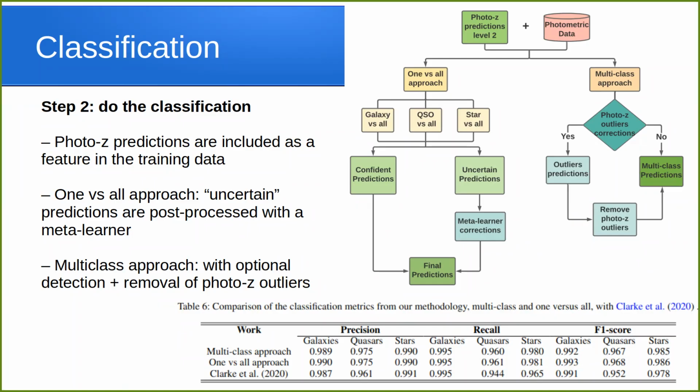If you want to take the multi-class approach, then what was found to be useful is to do photo-z outlier detection. So again, a new model is trained to predict which sources will be photo-z outliers, and then you go down the two branches and they get combined. Essentially, the idea is to remove photo-z outliers, which are going to mess up the models in some way. As you can see from this table at the bottom, compared to the Clark et al. paper, which was essentially what we were using for a benchmark, the results are almost always better, significantly.